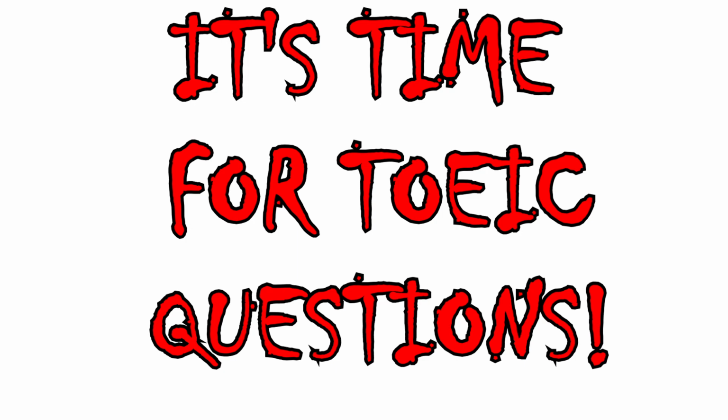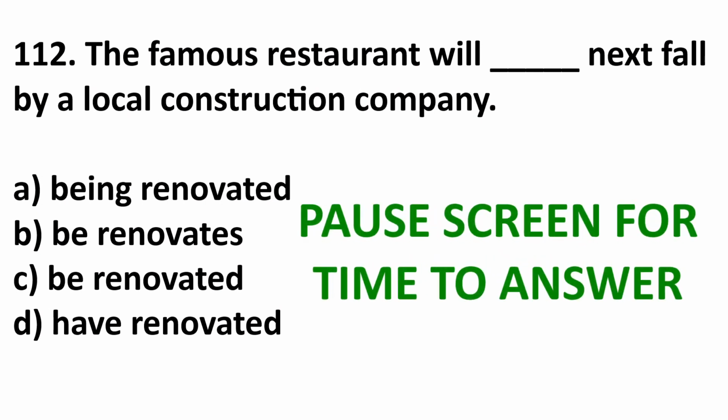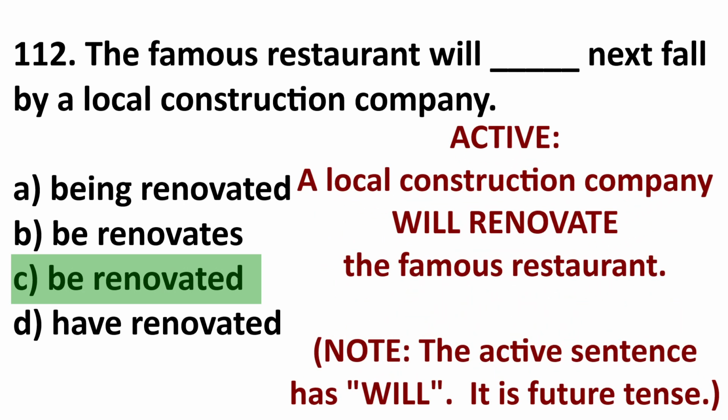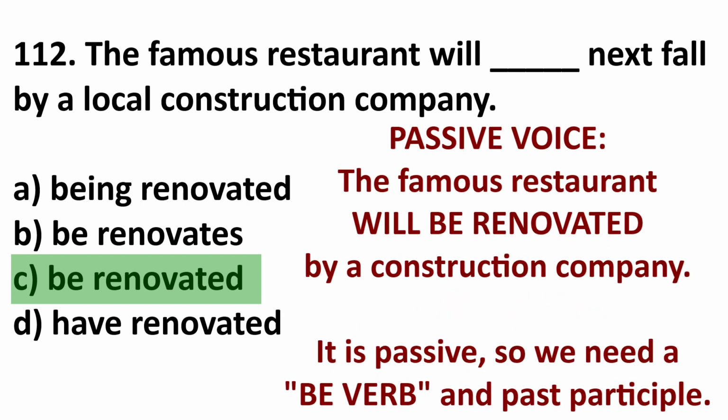Let's practice with some Toeic questions. Let's look at number 1. Well, for number 1, the answer is C. A local construction company will renovate the famous restaurant. So we have future tense. We start with the object, the famous restaurant. We keep will, and the be verb after will is be. So the famous restaurant will be renovated. Good enough. If we want by a local construction company, that's fine.